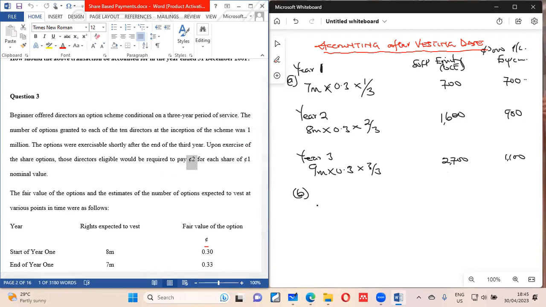And so if they exercise, the company for which we are recording the transactions will debit cash that they are receiving. They are receiving a cash of, we have 9 million shares priced at 2, which they are paying, and therefore we will have what? 18 million. That is what we have.